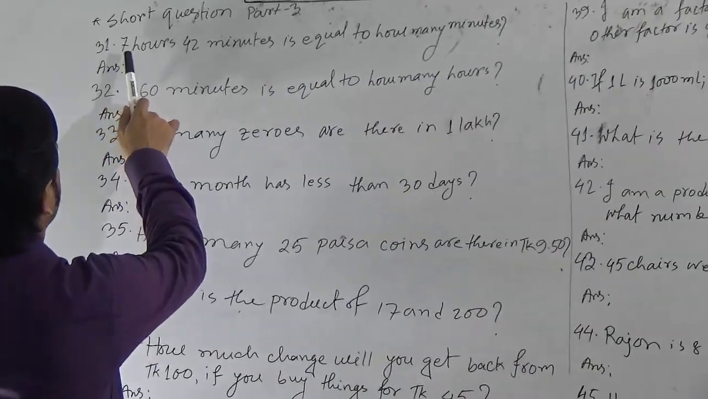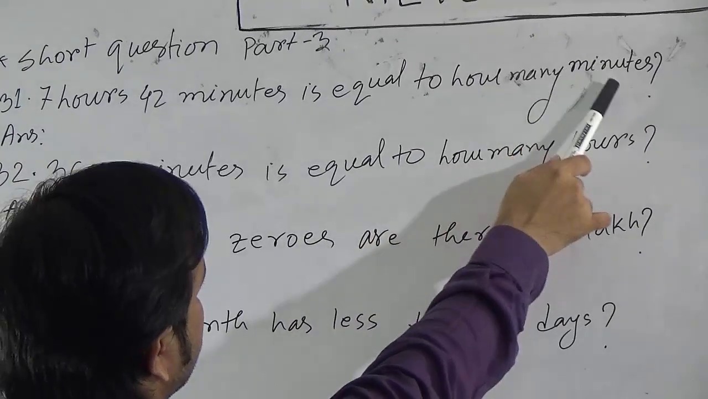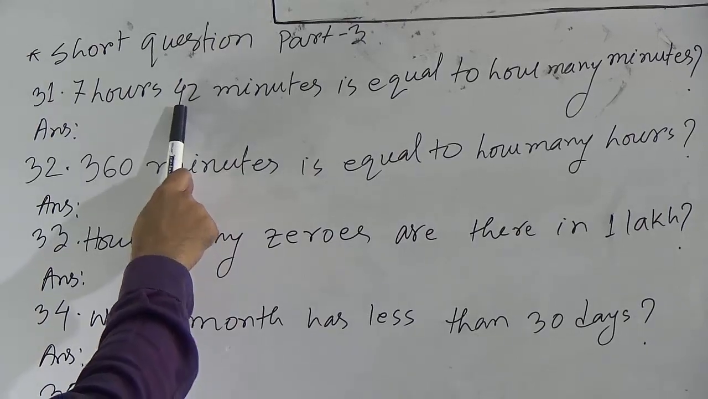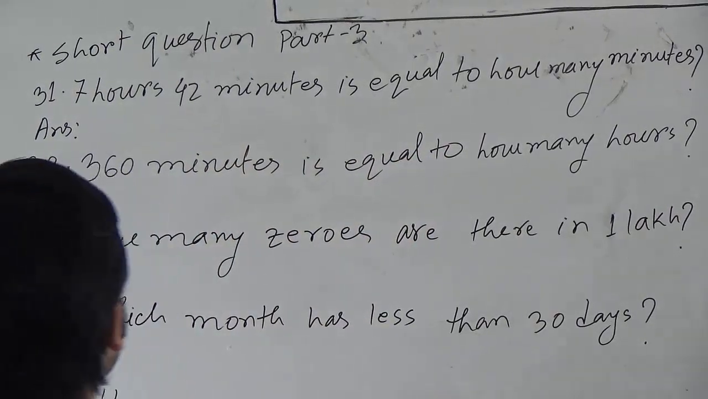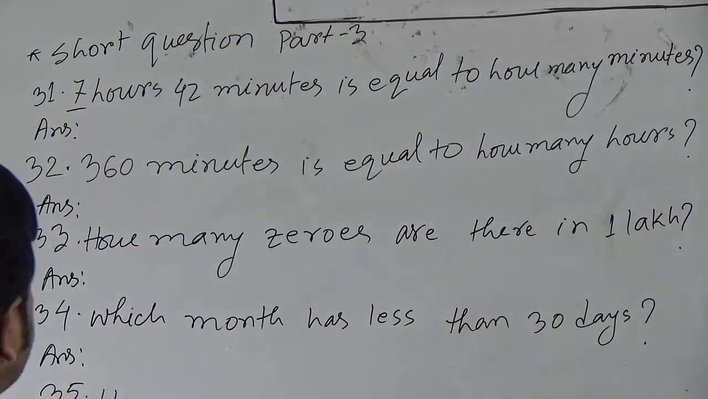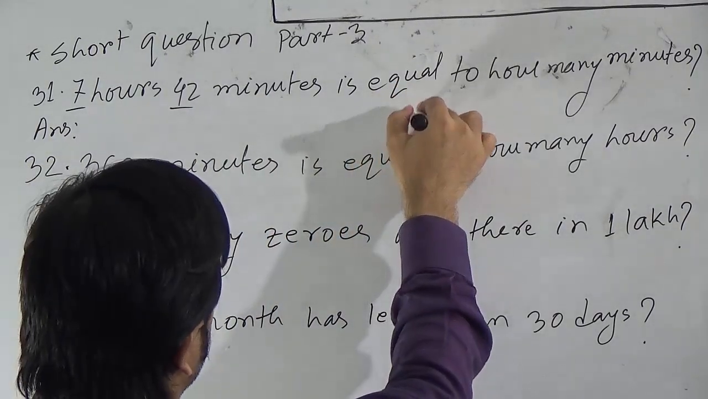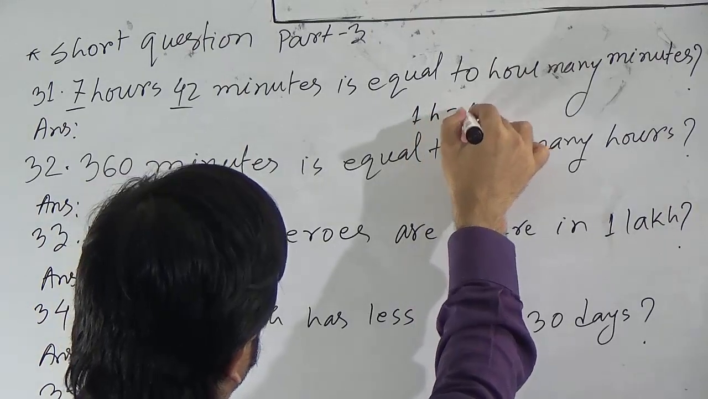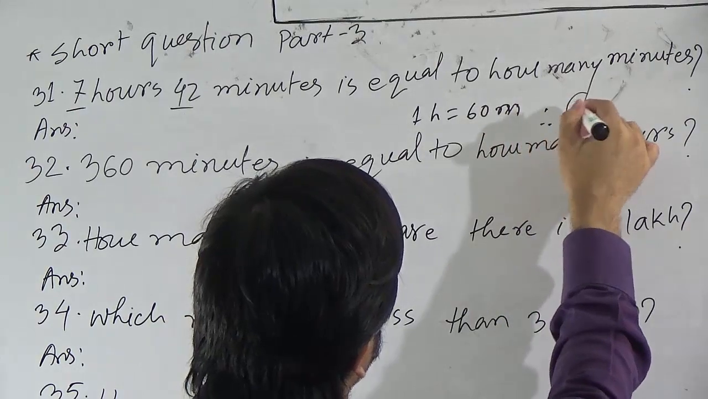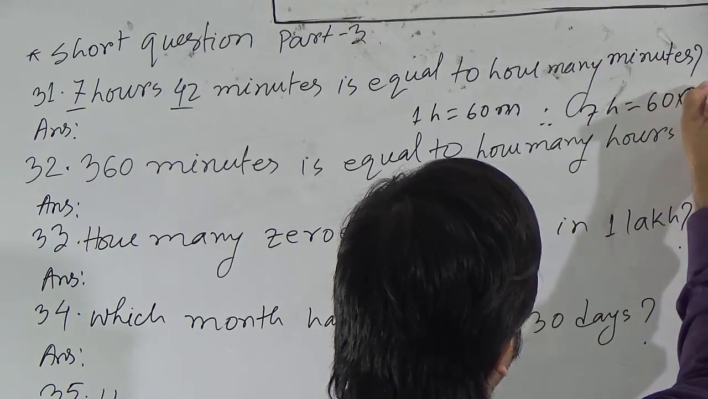First question, 7 hours 42 minutes is equal to how many minutes? It means that we have to convert 7 hours and 42 minutes into minutes. So, we have to convert 7 hours at first into minutes, then add 42 minutes to that. Dear students, you know 1 hour equals 60 minutes. So, 7 hours will be the product of 60 and 7.